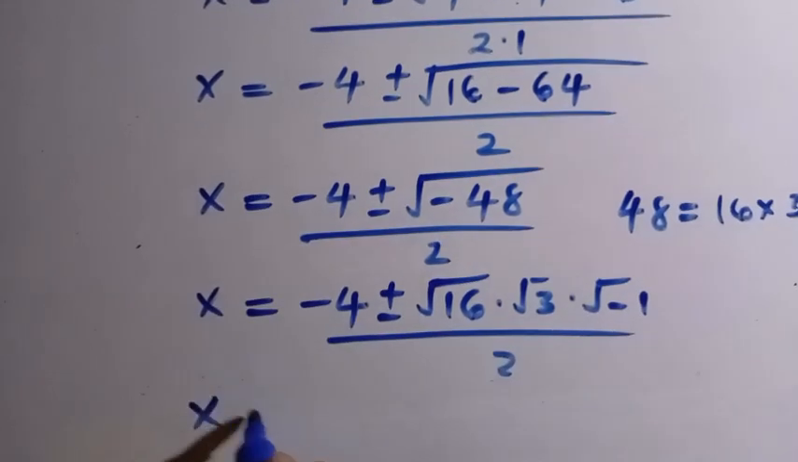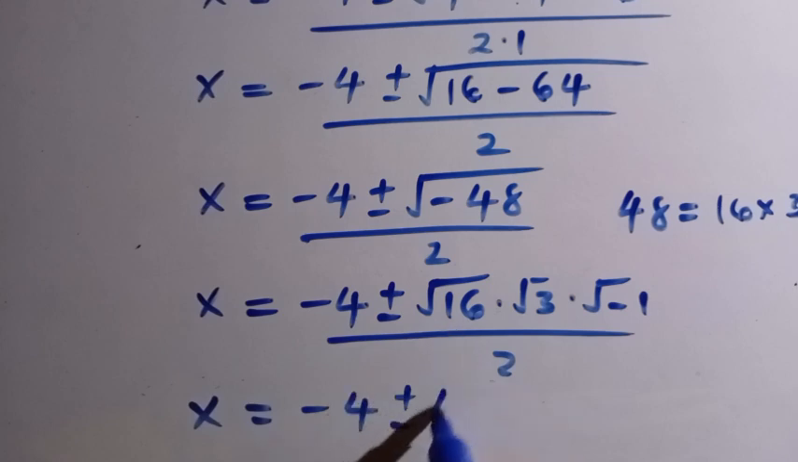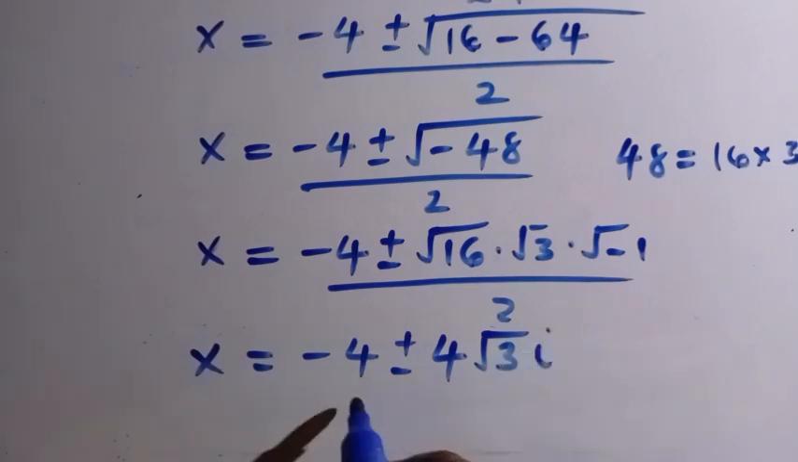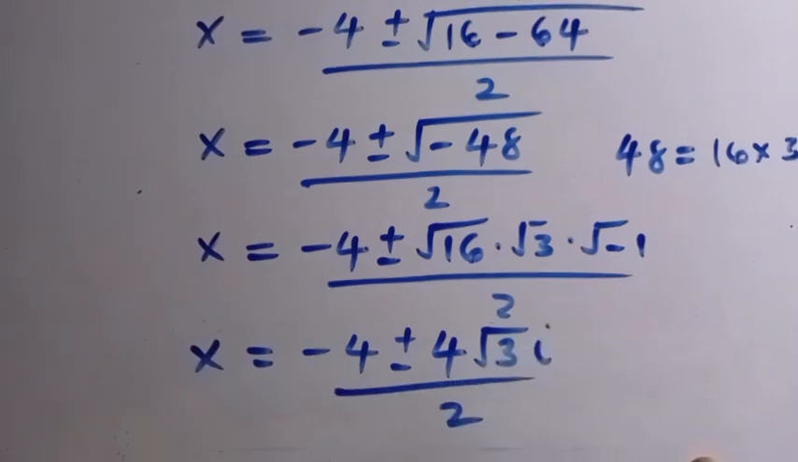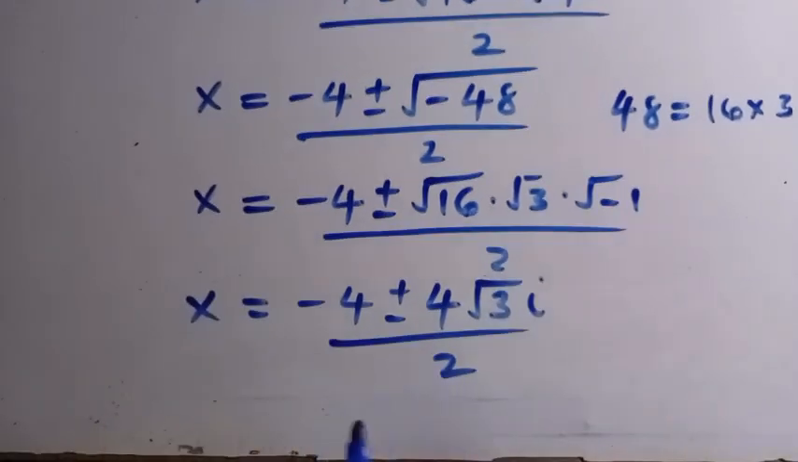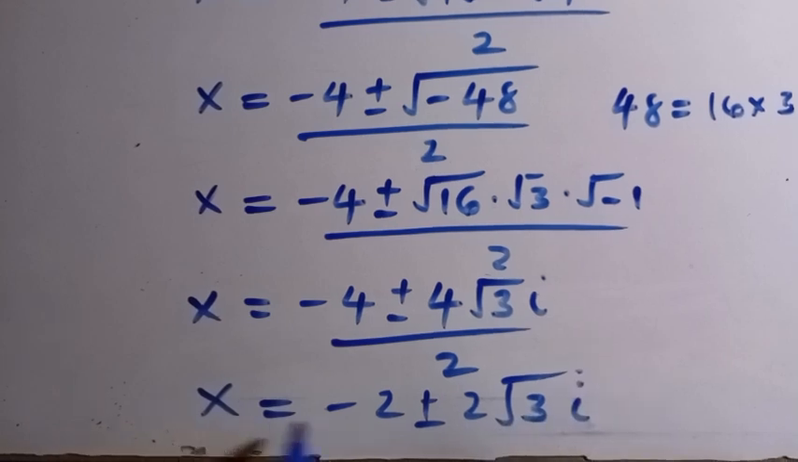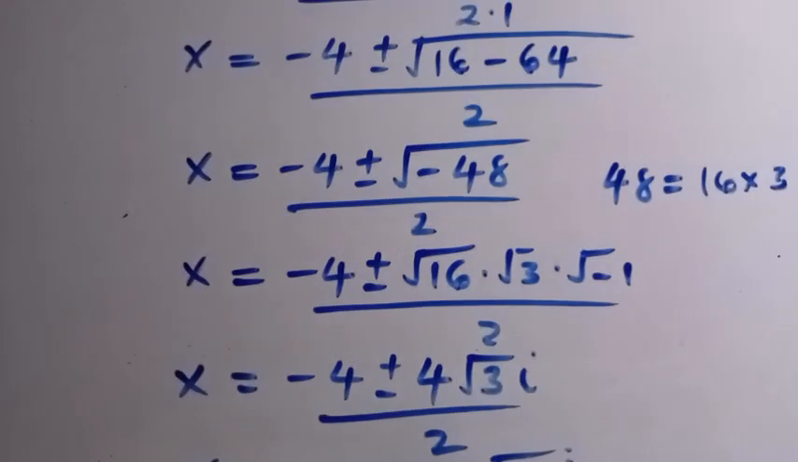And from here we have our x equals minus 4 plus or minus 4 root 3 multiplied by i, that is square root of minus 1, divided by 2. And we divide this by 2, we have the value of x equals minus 2 plus or minus 2 root 3 i. And we consider this as x5 and x6. This is how to solve this problem.